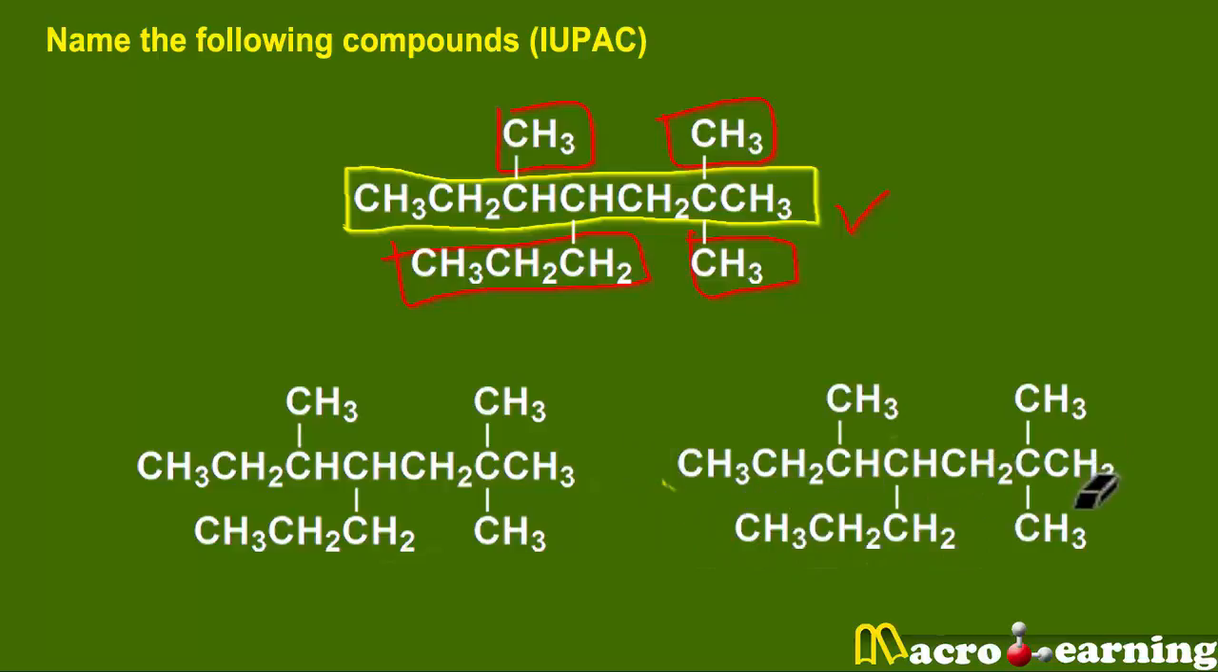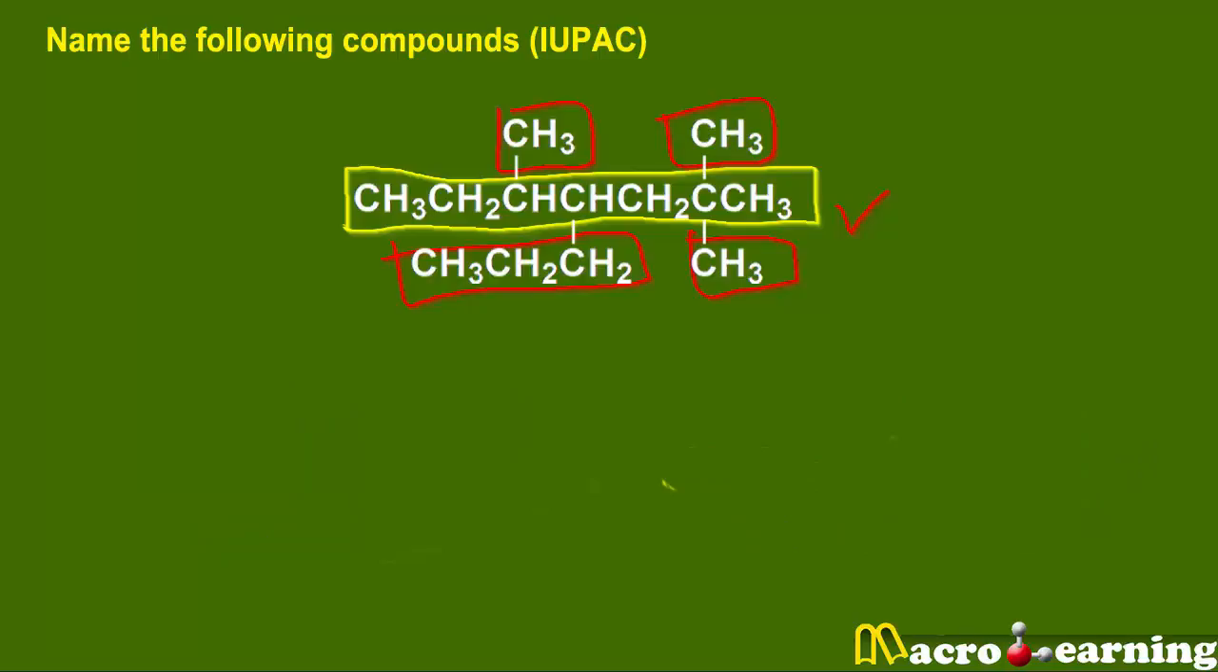Okay, there. Let's get rid of the structures so that we can continue. So it's a heptane again. That's what we call a 7-carbon chain. And substituents are 3 methyl groups and a propyl group. Propyl group is what we call a 3-carbon substituent.